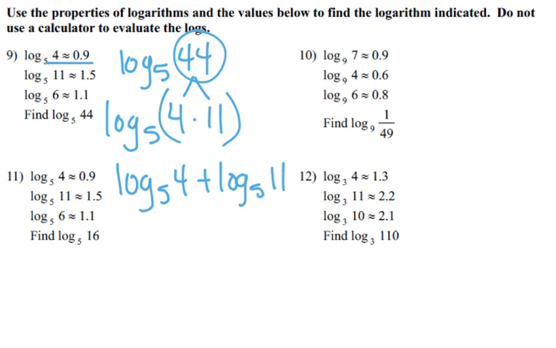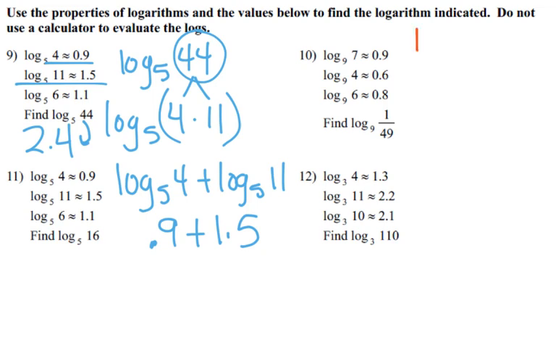Now, do I know what log base 5 of 4 is? Yeah, it's approximately 0.9. And log base 5 of 11 is approximately 1.5. So add those together and we get 2.4 for the log base 5 of 44. So that's kind of the idea here, is that we're just going through and figuring these things out.